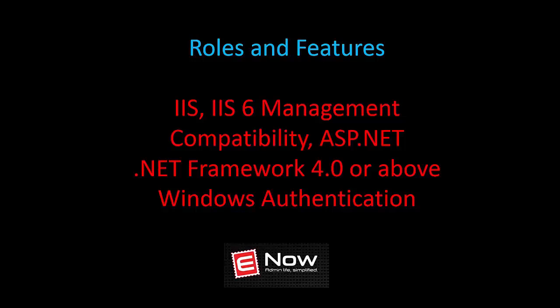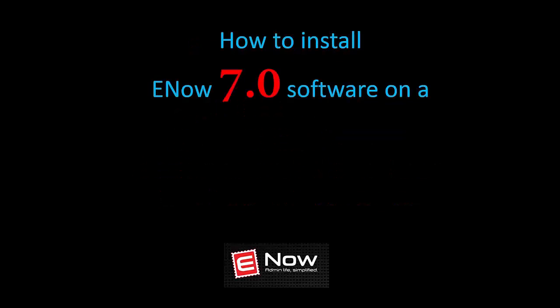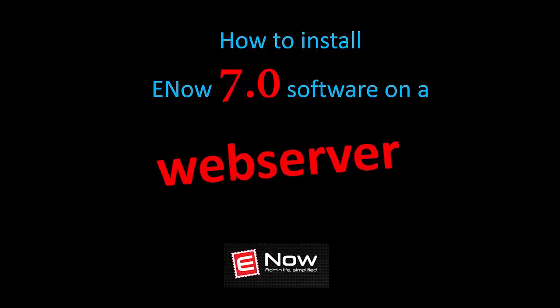Some of the roles and features that we'll be installing or verifying are installed on our virtual machine are IIS, IIS 6 management compatibility, ASP.NET, .NET Framework 4.0 or above, and Windows authentication. So, without any further delay, let's look at how to install eNow 7.0 software on a web server.